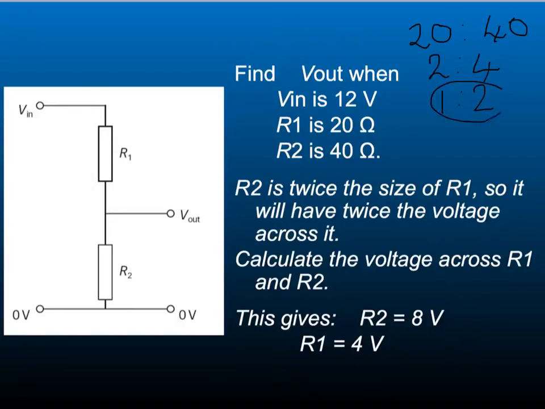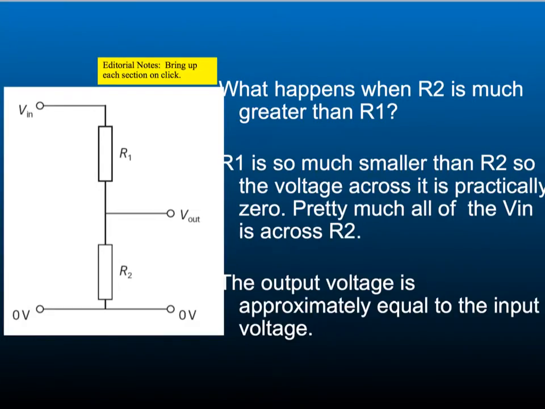So altogether there we have got 3, and 12 divided by 3 equals 4. Now that means here I've got 1 times 4, which is 4, and then 2 times 4, which is 8. So resistor 1 is 4 volts, and resistor 2 is 8 volts. If resistor 2 is much greater than resistor 1, then it means that practically all of the Vin is across R2. And the output voltage will be approximately equal to the input voltage.